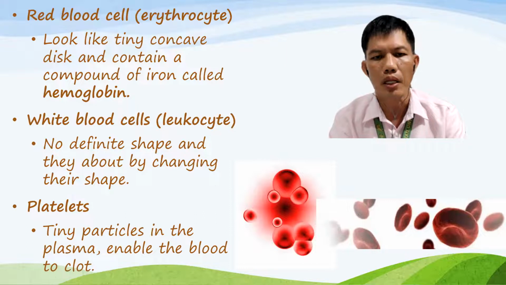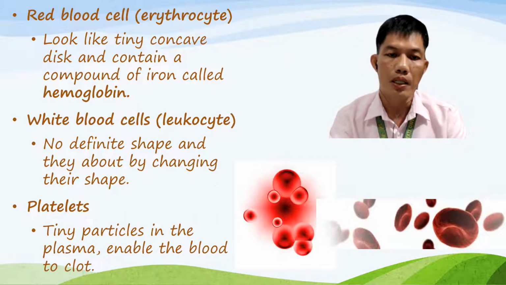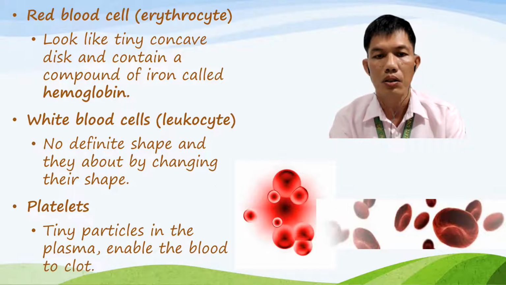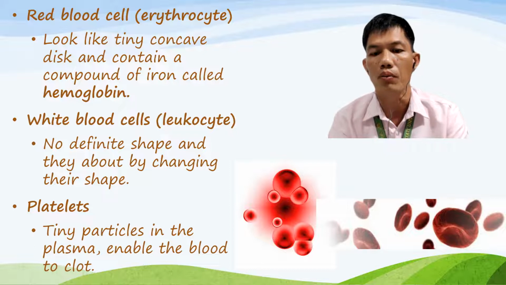The platelets are the tiny particles in the plasma, because the plasma is the fluid portion of the blood. In the plasma, you can find the platelets, which have something to do with clotting. When we say clotting, it is the clumping of blood, which prevents hemorrhage.